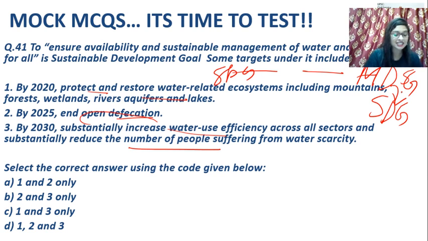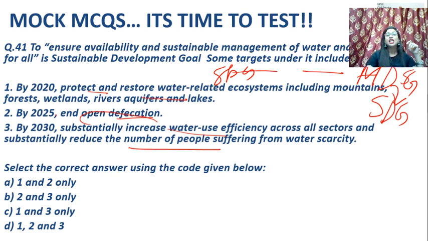So yes, I can see Sandosh with option number C, Anshul with D. Yes, here comes Nilesh with C, that is only 1 and 3. Okay, so you people are saying that by 2025, they want to end open defecation. That is not true. That has already been achieved. Is it so? Okay.